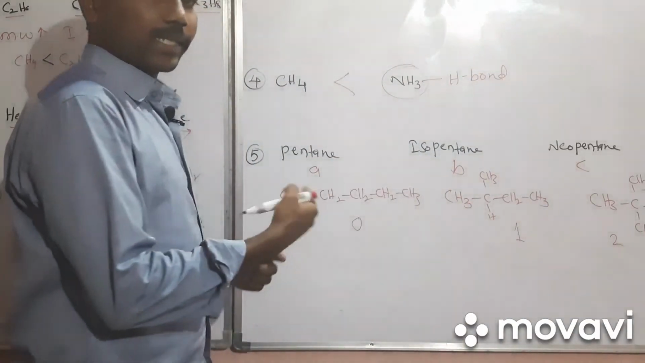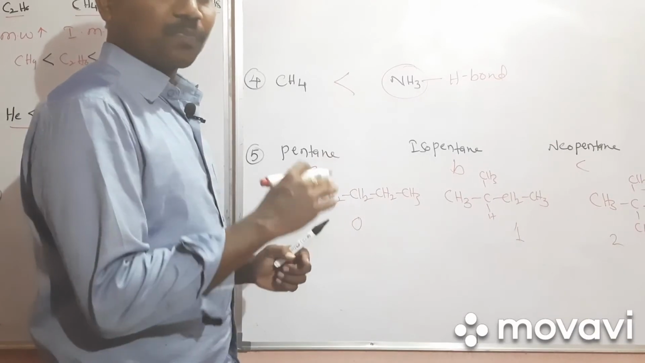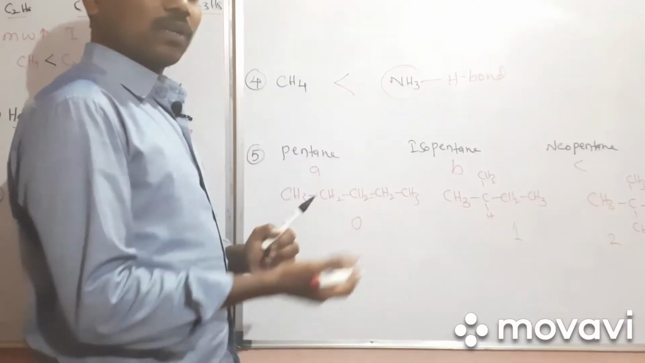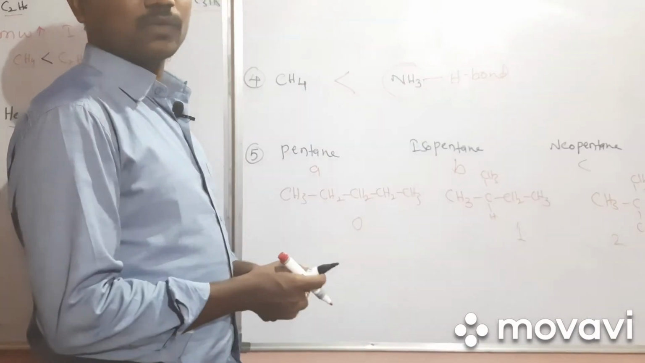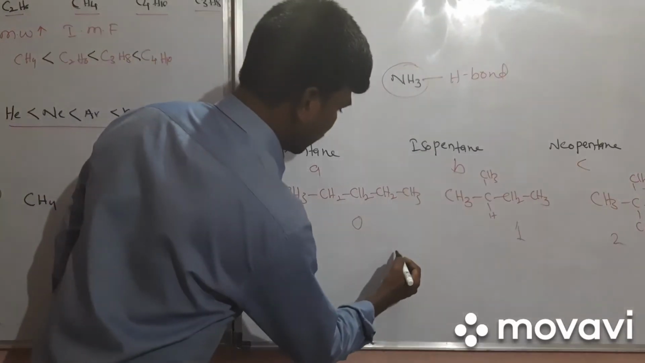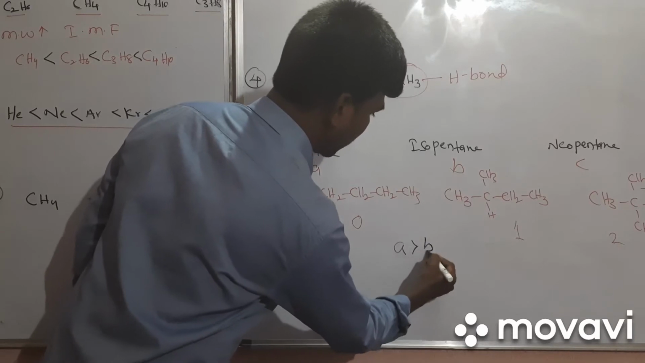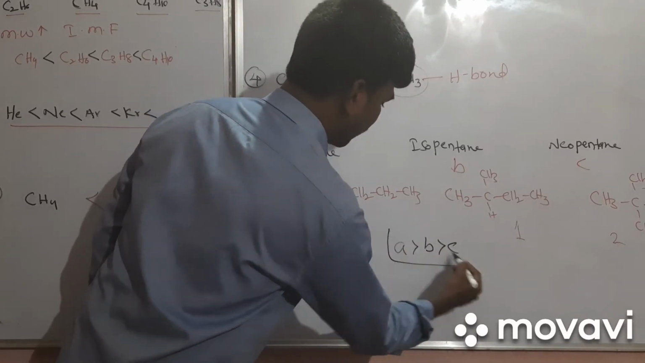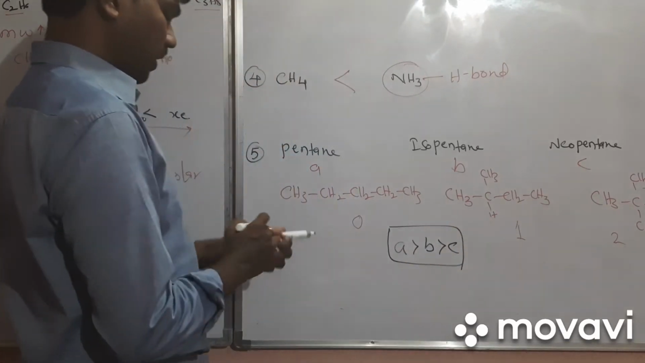Where branches increase, their size will decrease. Where size is decreasing, the intermolecular force is decreasing. Where intermolecular force is decreasing, the a value will decrease. So that's why our answer is: A will have more, then after that B, then after that C. The a values will be like this: A has more, B is less, then after that C.